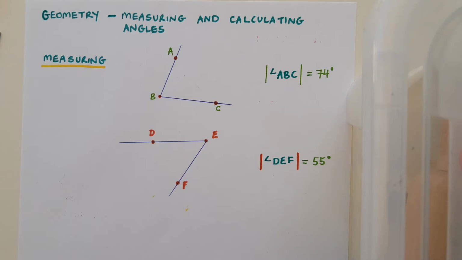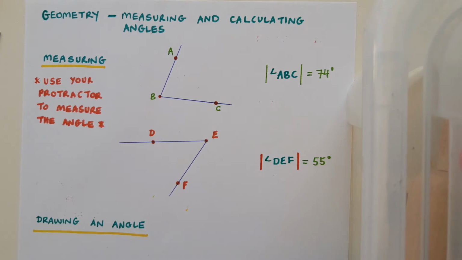Just note that you should only use your protractor to find out the size of an angle if the question says use your protractor to measure the angle. This is because in some questions you will need to measure, but in some questions you will need to calculate. Next, let's look at how to draw an angle using the protractor. When we draw an angle correctly using a ruler and protractor, this is called constructing an angle.